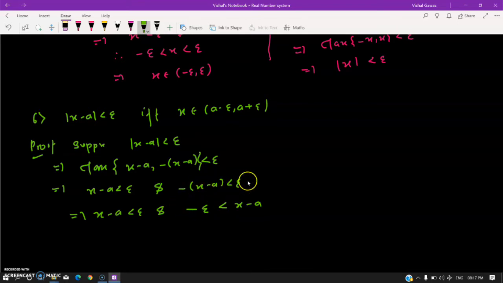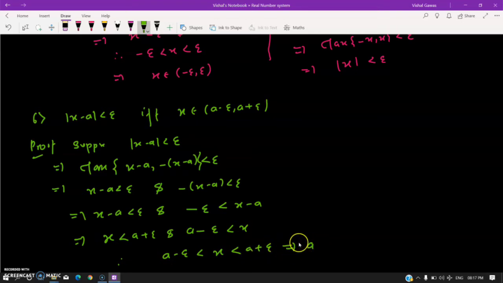That's what we have. Add a on both sides, and what I get is x would be less than a plus epsilon, and minus a minus epsilon, if I add a on both sides, would be less than x. Therefore, a minus epsilon would be less than x and that would be less than a plus epsilon. This would mean that x belongs to a minus epsilon, a plus epsilon.